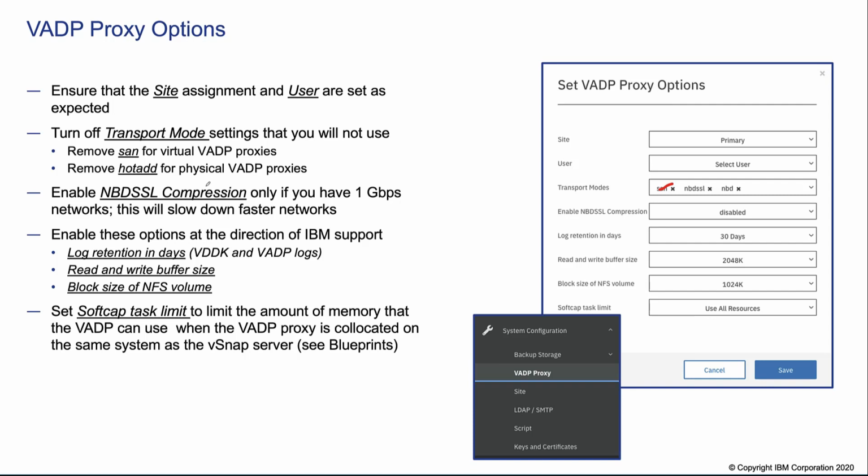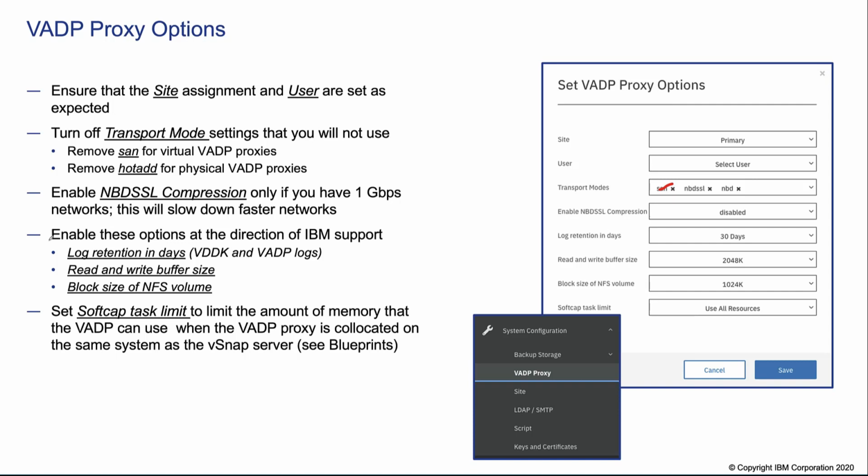The NBD SSL compression is an optimization, and we only see benefits if you have slow networks, 1 gigabit networks. It actually slows things down and becomes a bottleneck if you have 10 gigabit or higher networks. And again, a lot of these options you can set are going to be dictated through support.